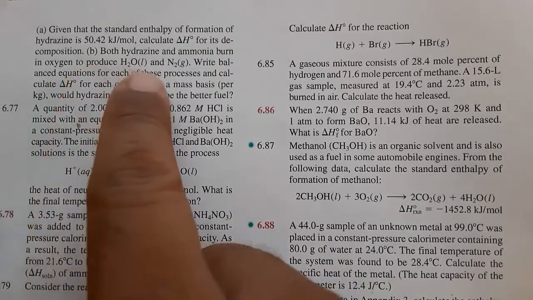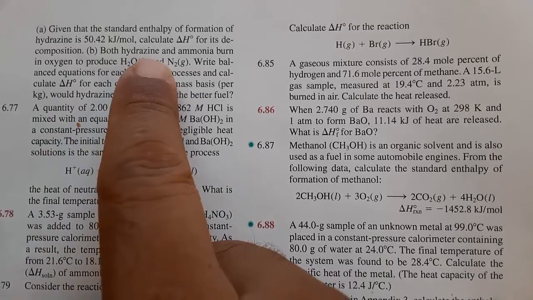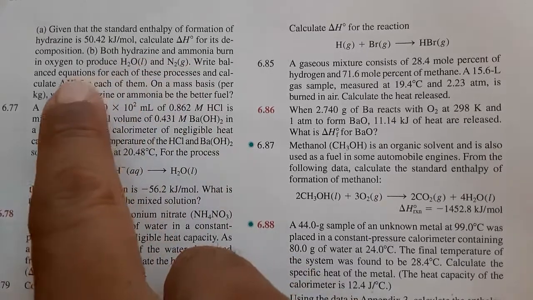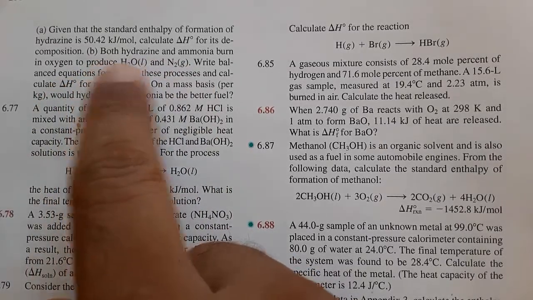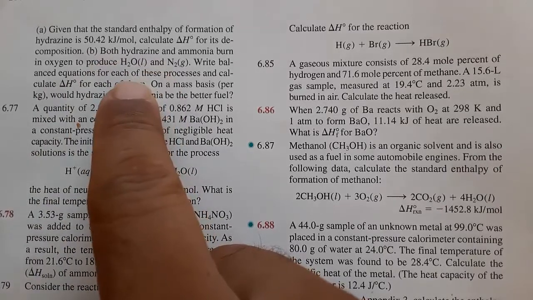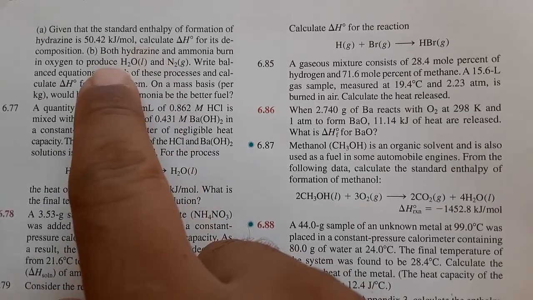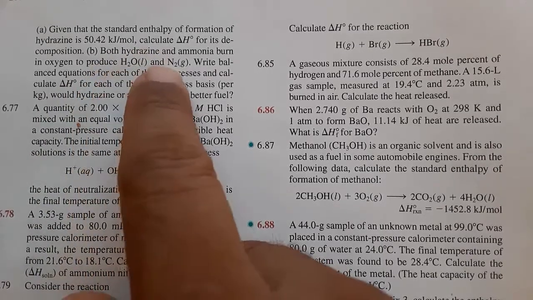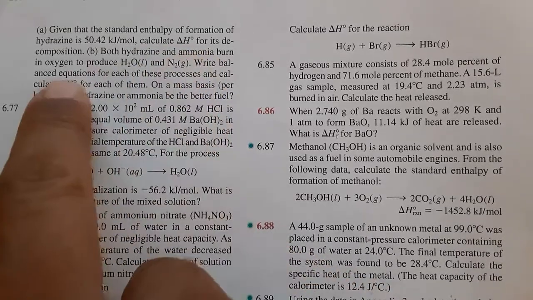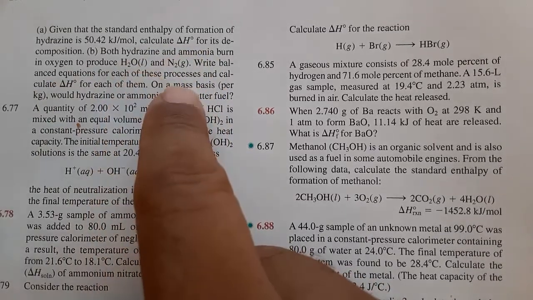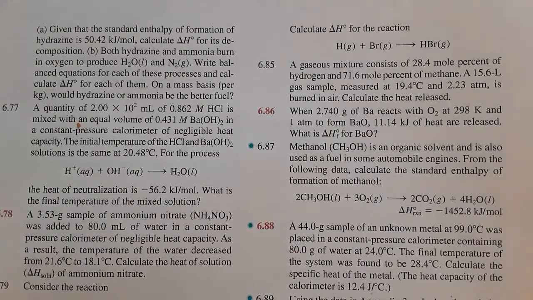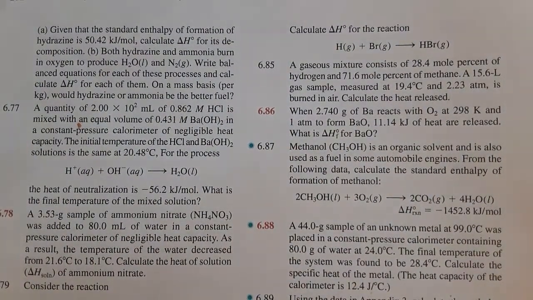Finally, part B tells us that hydrazine and ammonia burn in oxygen to produce H2O and nitrogen gas. Write a balanced equation of hydrazine burning in oxygen to produce water and N2 gas, as well as ammonia burning in oxygen to produce water and N2 gas, and calculate the standard enthalpy of the reaction based on the standard enthalpies of formation.